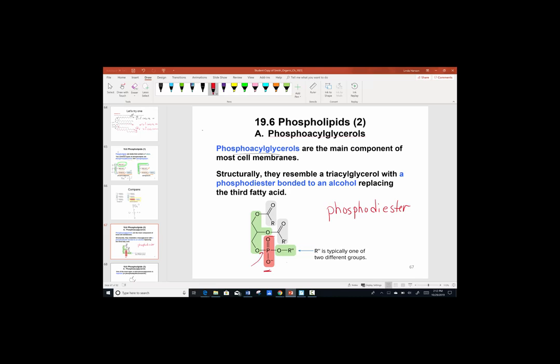And notice now there has been an ester linkage, but instead of going to a carbon, it's replaced by the element phosphorus. Diester means there are two ester linkages, and there are indeed two ester linkages, but the linkage attaches to a phosphorus instead of a carbon as it would in a fatty acid.